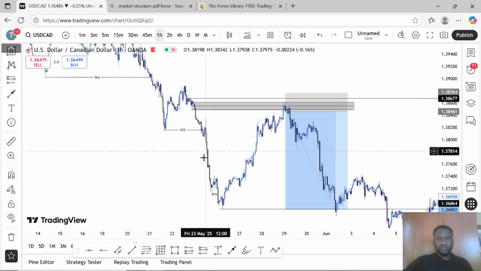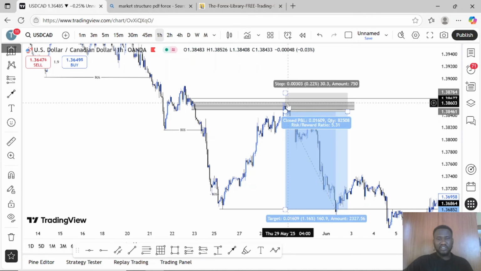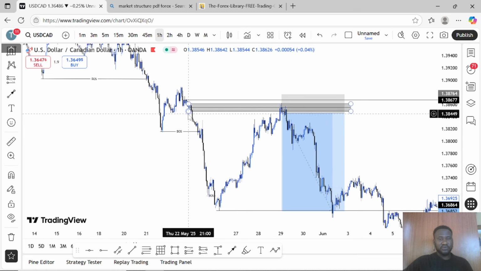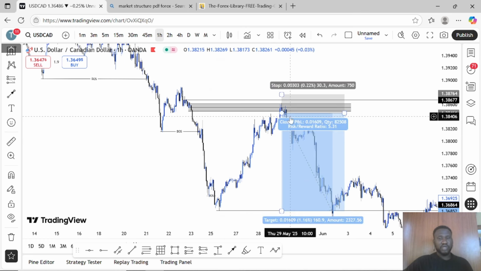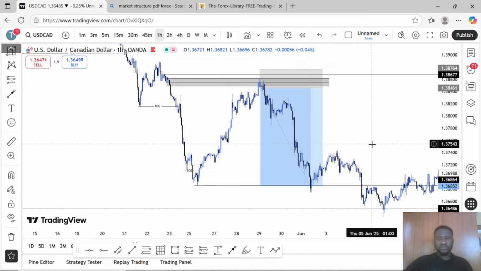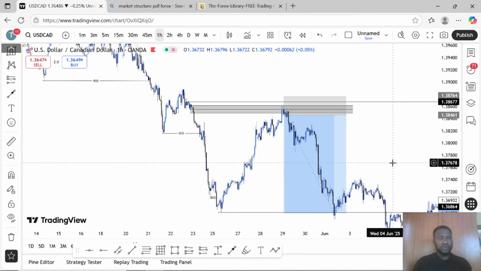Then when market broke this structure, it created a retracement to the upside. Since you've successfully marked out your order block, don't doubt it. Just place your sell, then hold it all the way to TP. So that is how you read market structure. I hope you understand how this market structure is being done.